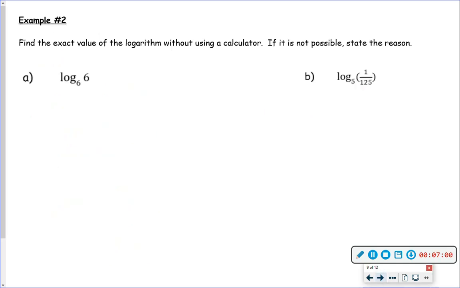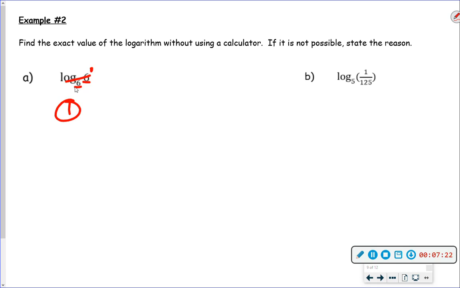All right, last up. Find the exact value of the log without using a calculator. If it's not possible, state the reason why. So this is a flashback to some of those beginning properties we first looked at, some of these simplifying, where you want to write the base and the argument is the same value, which they have. Of course, those cancel out to your exponent. That's really a 1, 6 to the first. So final answer is just going to be 1, that easy.